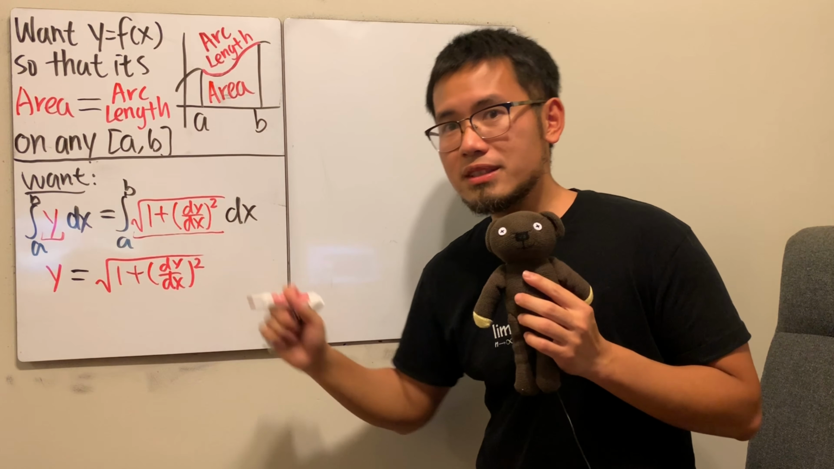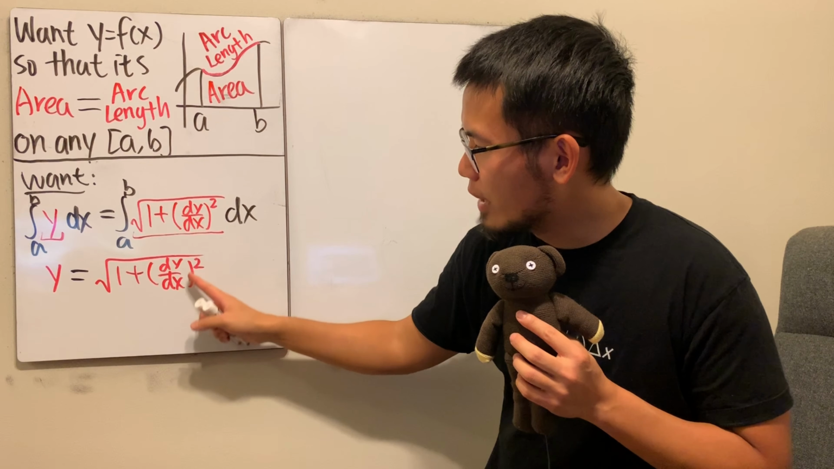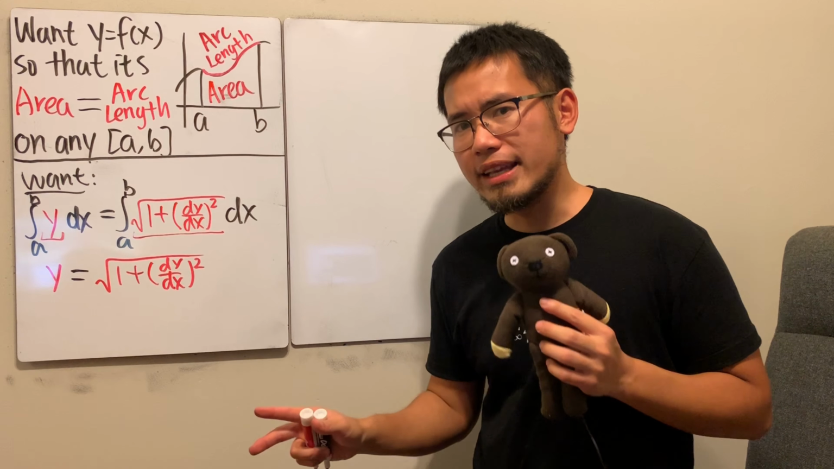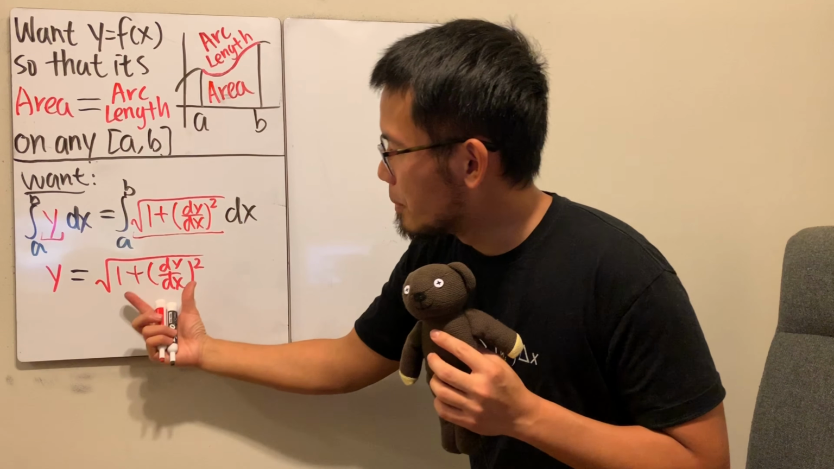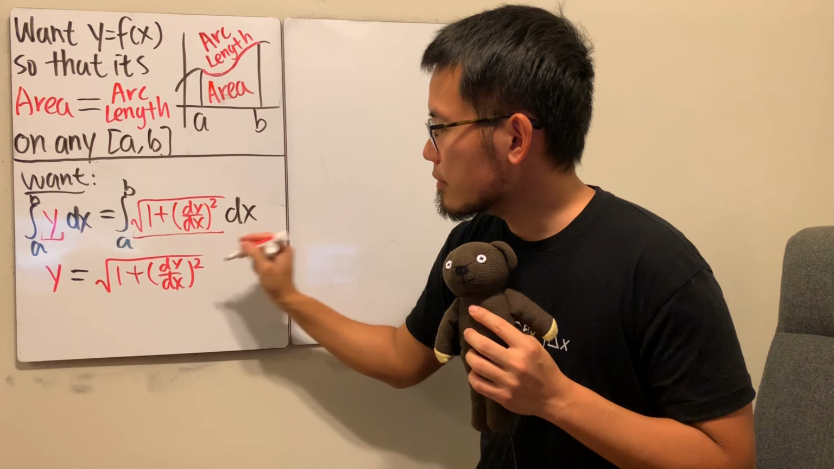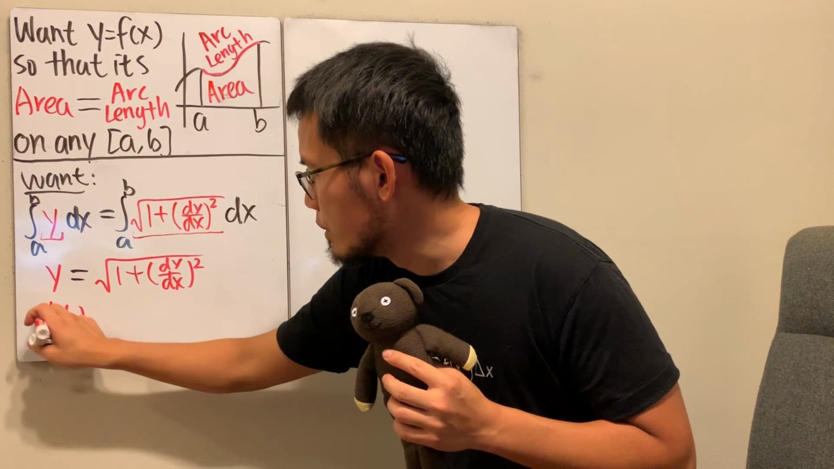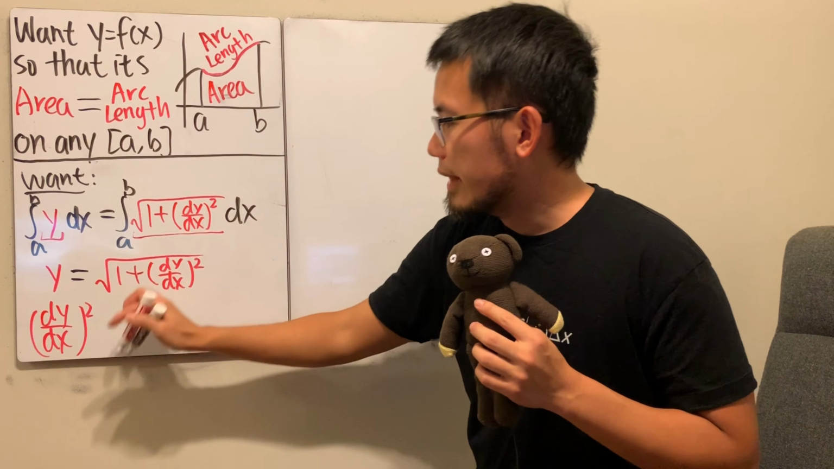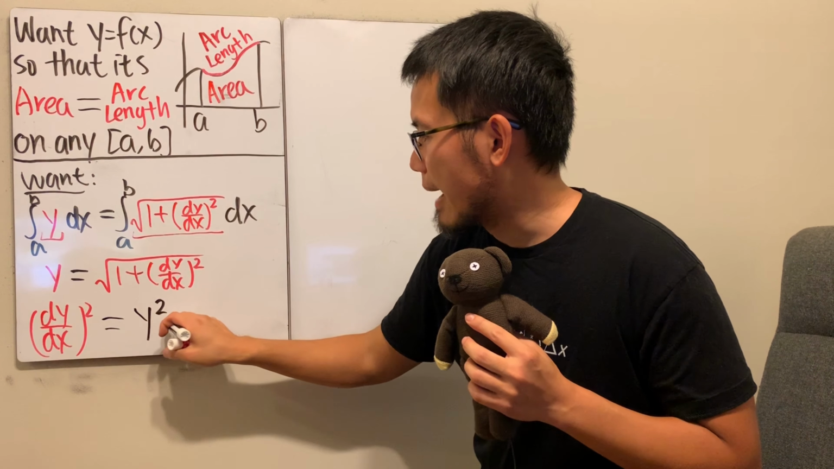Now, how can we solve this differential equation? Well, we only have the dy dx right here. It would be a great idea if we isolate that part first. We can do so by first square both sides and then minus 1 both sides, and you will see that. Let me put this down first. dy dx, and when we square, right, that will be equal to y squared minus 1.